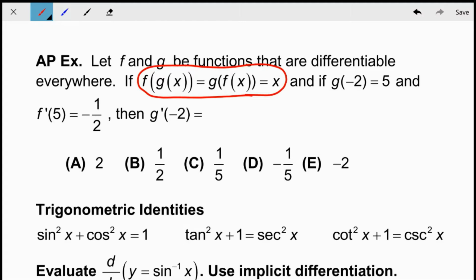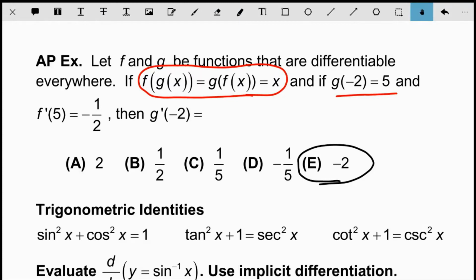Well, remember, this point that they gave me here is really the key to the whole problem, because that tells me that negative 2 on the g function corresponds to 5 on the f function. So if I know the derivative at 5 on the f function, I know the derivative at negative 2 on the g function is just going to be the reciprocal, so this is going to turn out to be negative 2. So there's literally no work involved on this problem. It's really just understanding what's happening when I switch those x and y coordinates, which forces me to take the reciprocal of the slope when I'm looking at a corresponding point on an inverse function.